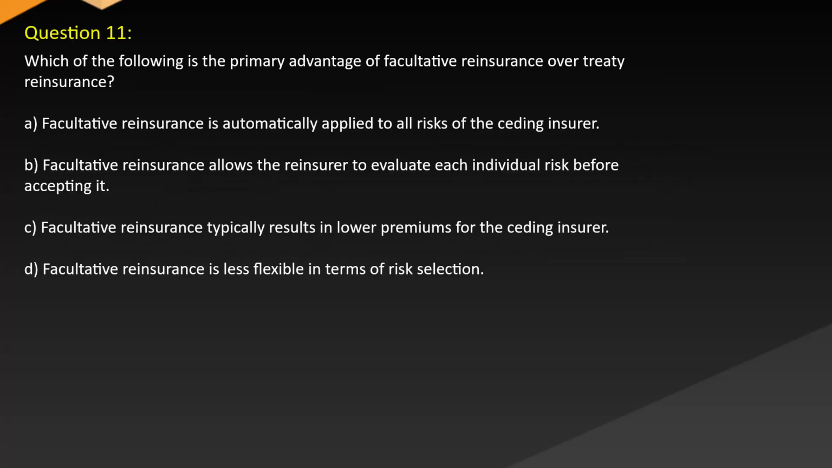Question 11. Which of the following is the primary advantage of facultative reinsurance over treaty reinsurance? A. Facultative reinsurance is automatically applied to all risks of the ceding insurer. B. Facultative reinsurance allows the reinsurer to evaluate each individual risk before accepting it. C. Facultative reinsurance typically results in low premiums for the ceding insurer. D. Facultative reinsurance is less flexible in terms of risk selection.